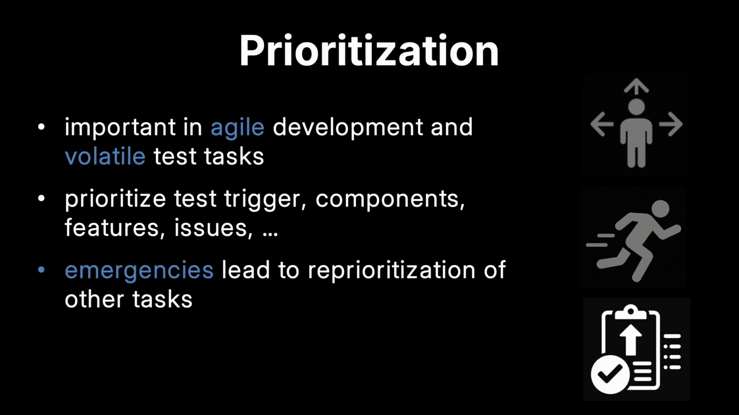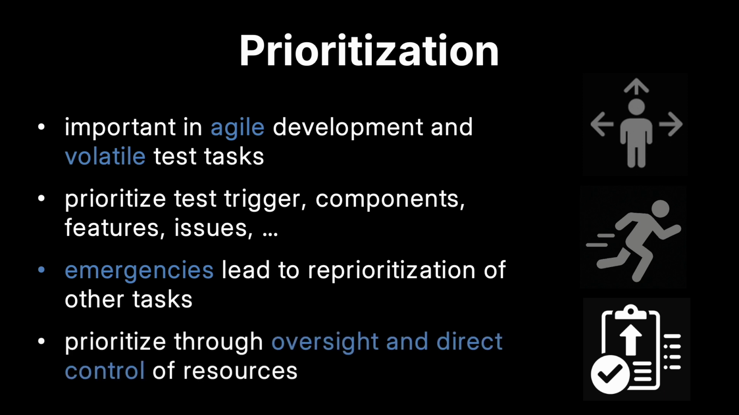tasks. To prioritize correctly, one has to have an overview about the whole product under test and the area of the system test. Also, to enforce deprioritization, a direct control over the resources of the test team is needed. Prioritization of test activities is usually done by the test manager, and it is key for great test managers.